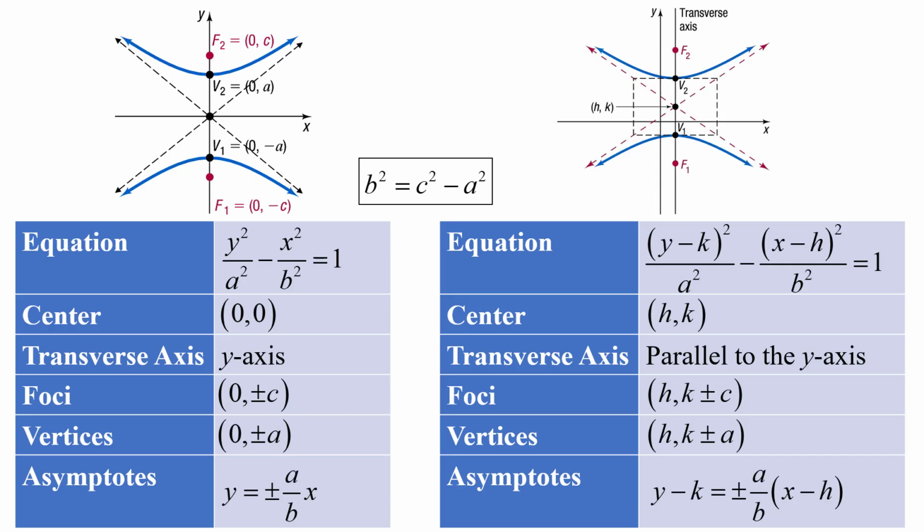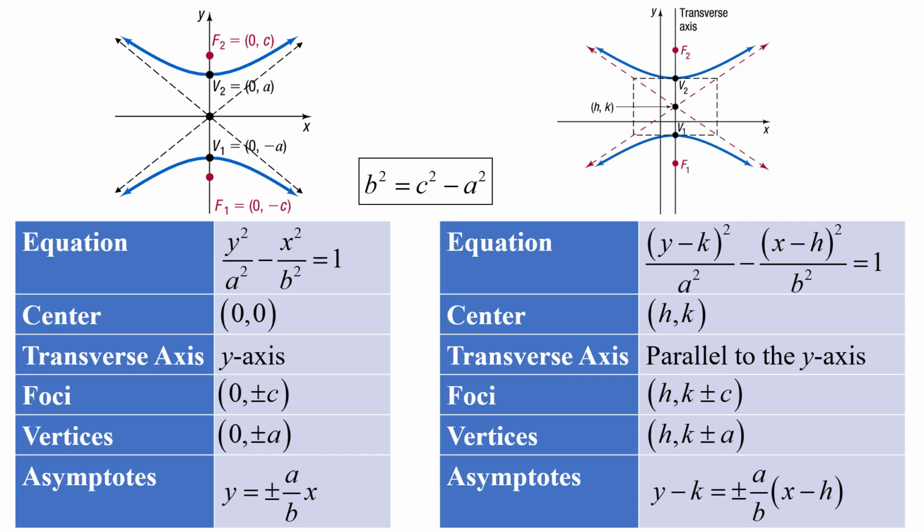Now, on the next slide, on the left-hand side, we have the graph of the hyperbola y squared divided by a squared minus x squared divided by b squared equals 1, where b squared equals c squared minus a squared. The center is at the origin. The transverse axis is the y-axis. Again, we can identify this from the equation. Since the x squared term is subtracted, and thus the y squared term is being added, this indicates the transverse axis is vertical and coincides with the y-axis.